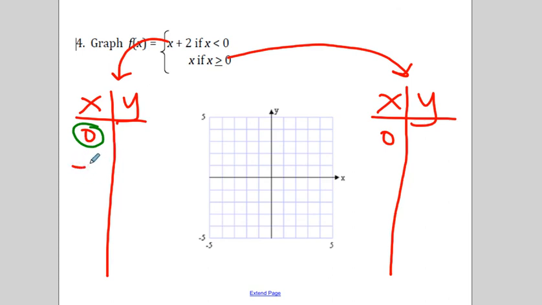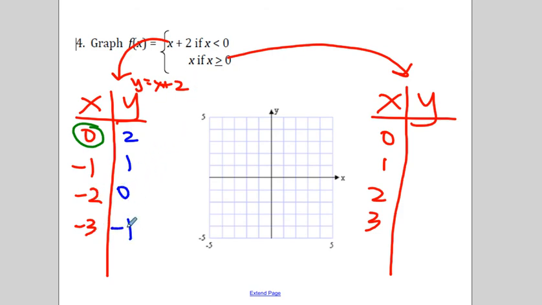What numbers are less than 0? -1, -2, -3. It's probably enough. And then this one is for x greater than or equal to 0. So 1, 2, 3. Now we go ahead and plug them in. This is for x plus 2. So y equals x plus 2. I plug in 0. 0 plus 2 is 2. -1 plus 2 is 1. -2 plus 2 is 0. -3 plus 2 is -1.